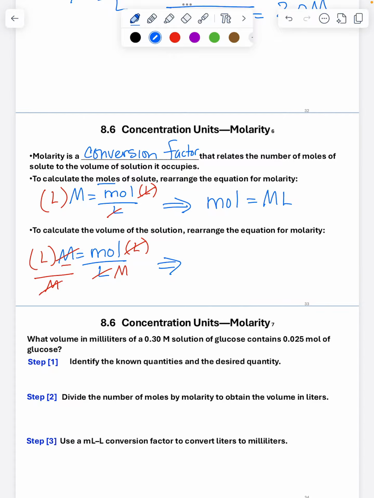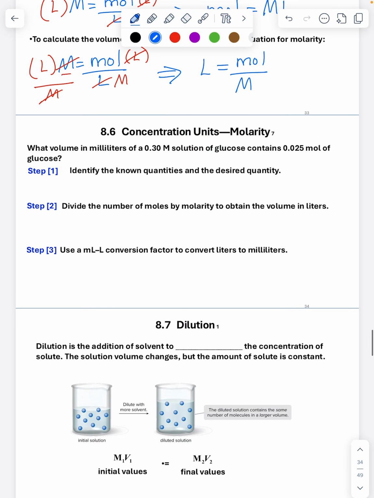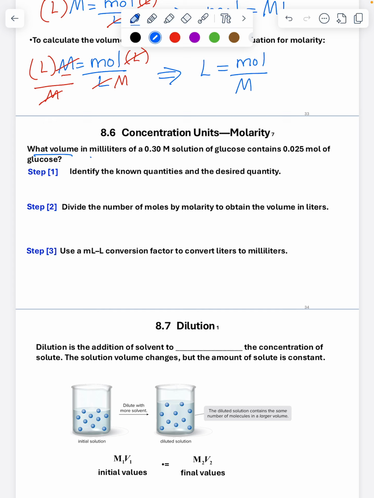All right, our example here, it wants to know the volume. What volume in milliliters is a 0.30 molar solution of glucose that contains 0.025 moles of glucose? So we want to identify what we're given. We have a 0.30 molar solution of glucose, and we have 0.025 moles of that solute, and we're wanting to find the volume, and they want that volume to be in milliliters, so that'll take an extra step.